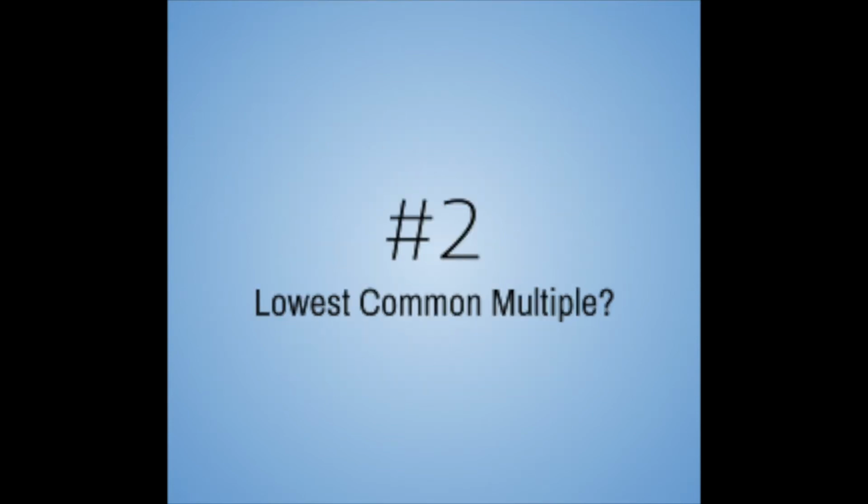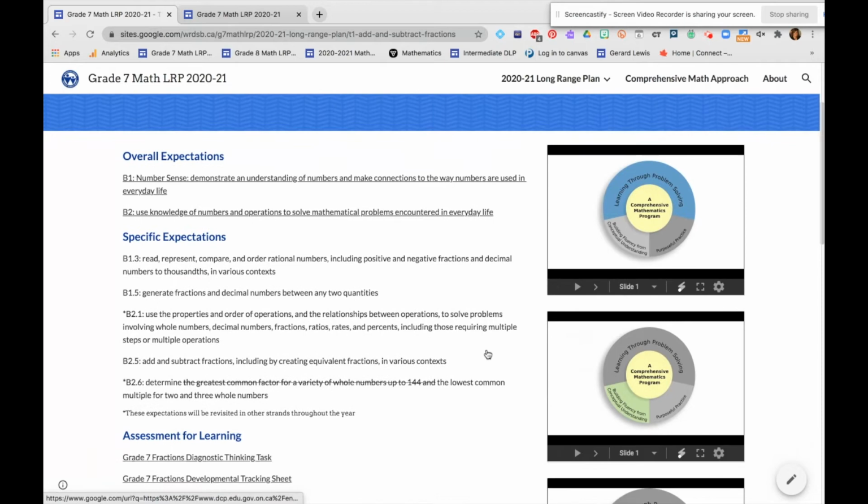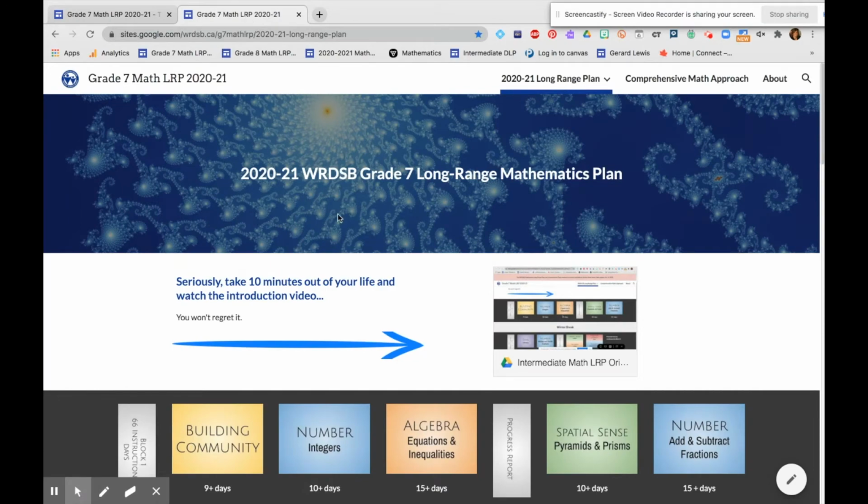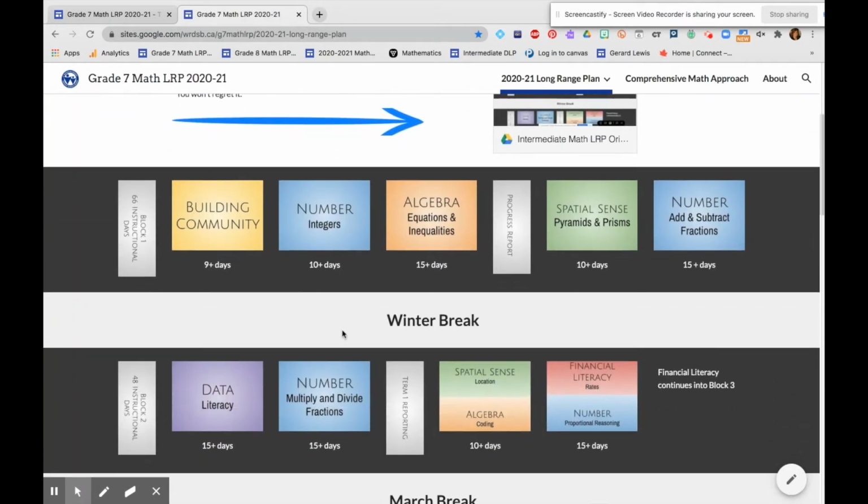In order to integrate math topics across and within strands, the number expectation involving the lowest common multiple is embedded in the adding and subtracting fractions topic to complement students determining a common denominator in the creation of equivalent fractions. Determining the greatest common factor will be addressed with multiplying and dividing fractions to complement simplifying fractions.